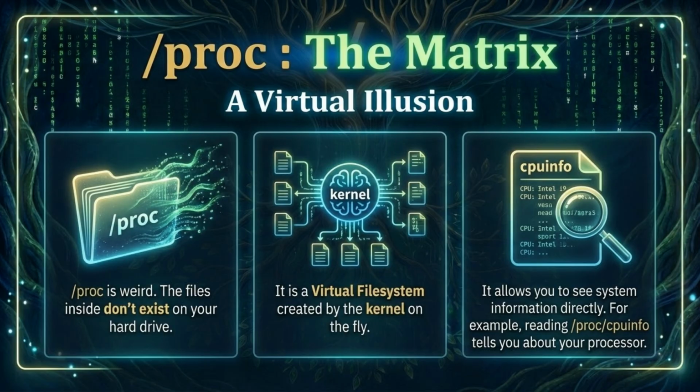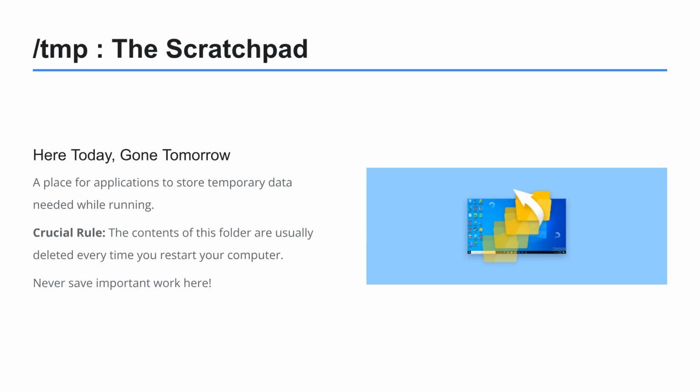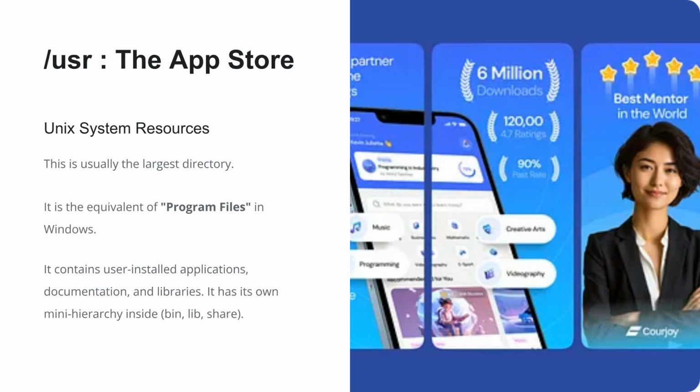/proc is a virtual illusion. The files inside /proc don't exist on the hard drive. They are created by the kernel on the fly. This allows you to see real-time system information, such as CPU details. /tmp is the scratchpad for temporary data. Its contents are usually deleted every time you restart your computer. Never save important work in this folder.